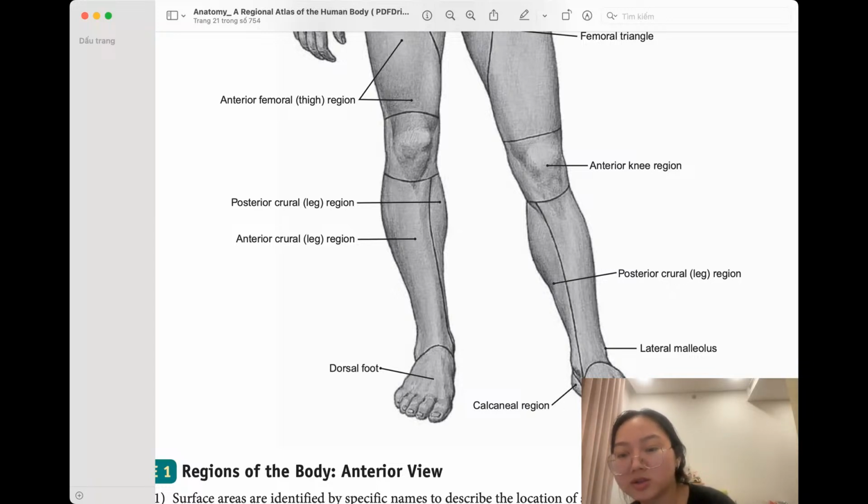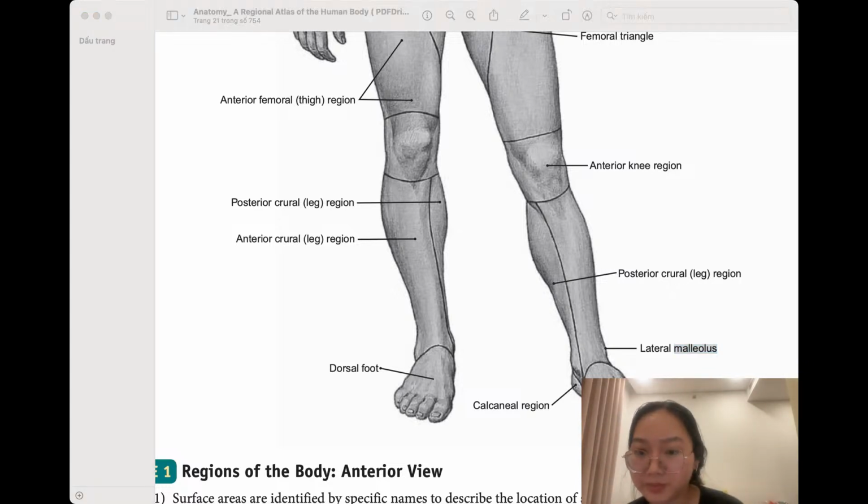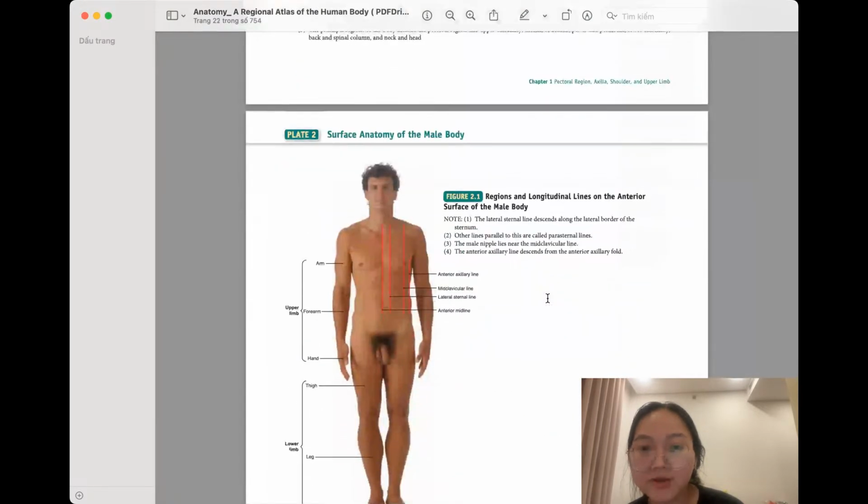So it forms the heel, and then the lateral malleolus. I have heard the word before. Malleolus is like two lumps, with a shape similar to a hammer head, one on each side of the ankle. So we have the shape like a hammer head, the malleolus. And that's the anterior region.